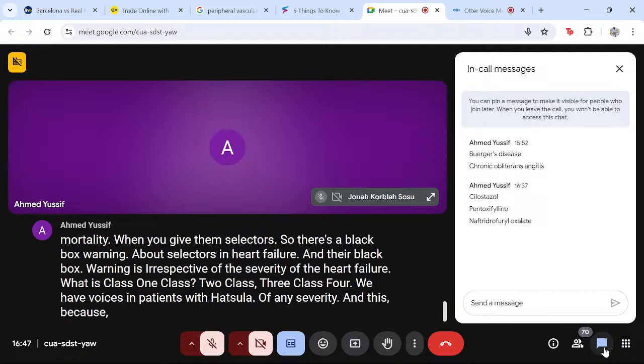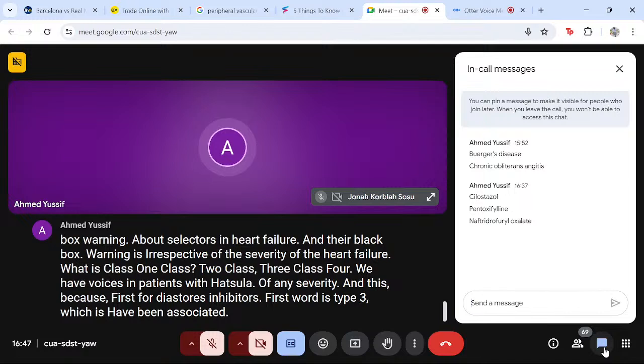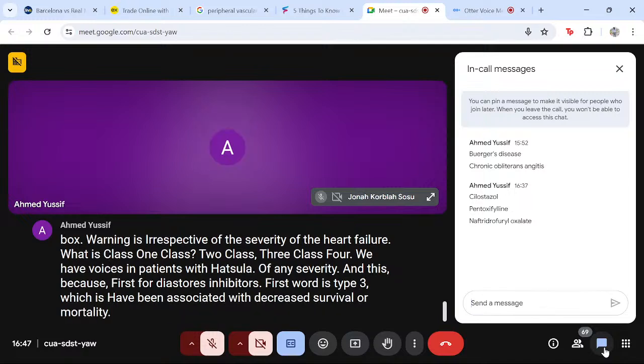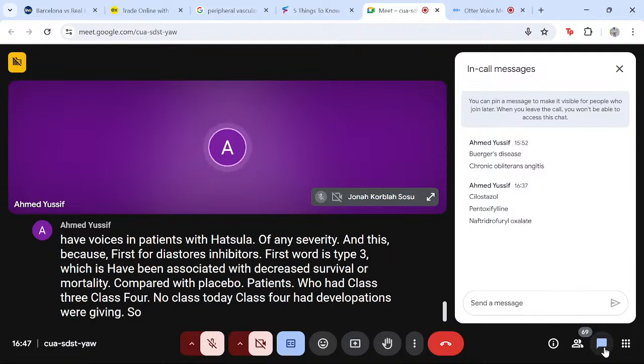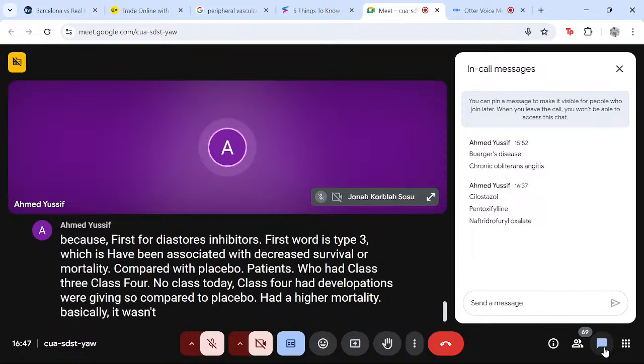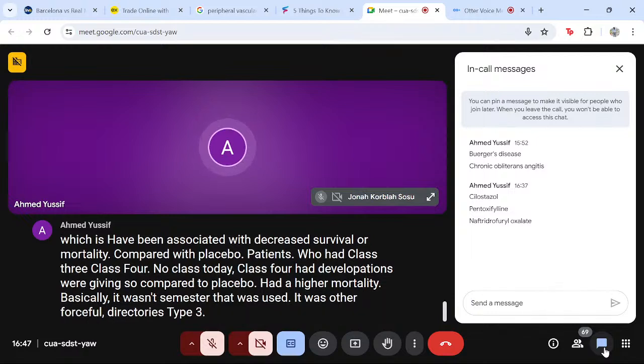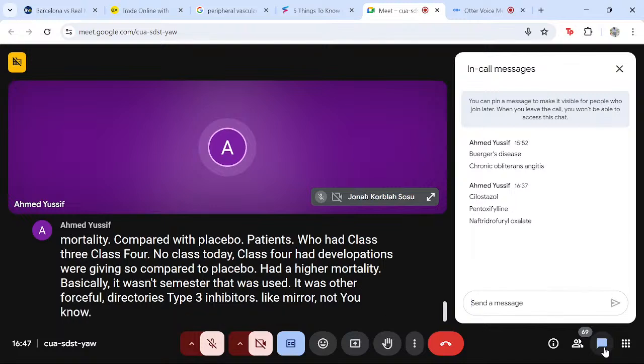And this is because phosphodiesterase type 3 inhibitors have been associated with decreased survival or mortality compared with placebo in patients who had class 3, class 4 heart failure. Basically, it wasn't psilocybin that was used. It was other phosphodiesterase type 3 inhibitors like milrinone. You know, milrinone is used in heart failure. It's also one of the phosphodiesterase type 3 inhibitors.